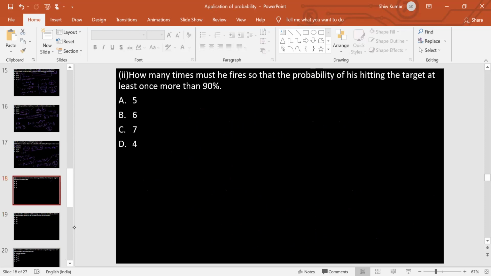Similarly, in that only it's connected is that how many times must he fire so that the probability of his hitting the target at least once is more than 90%.